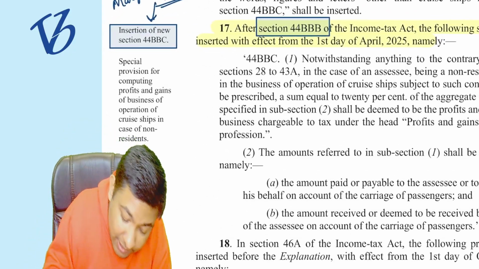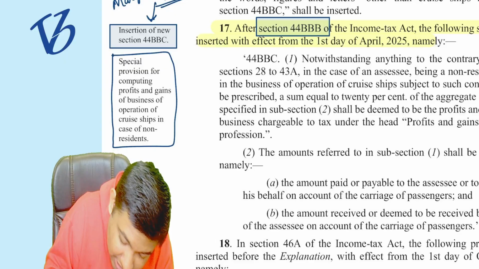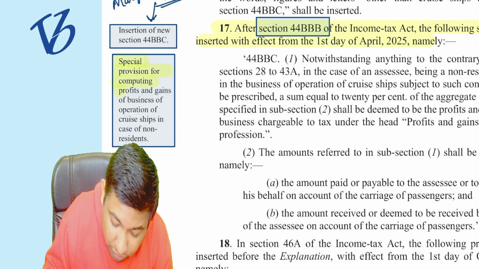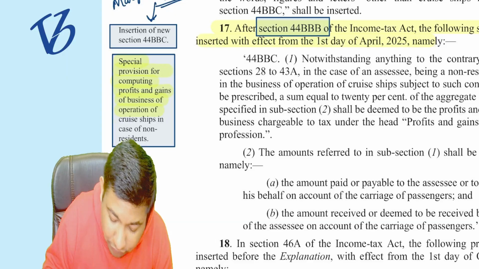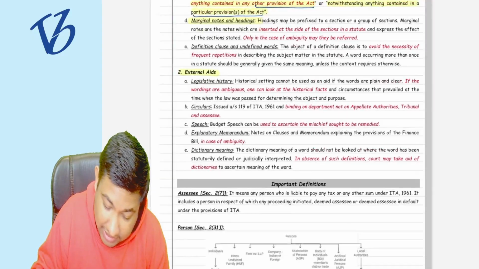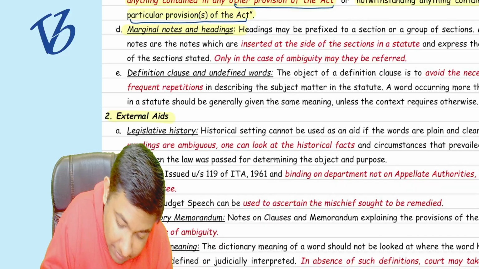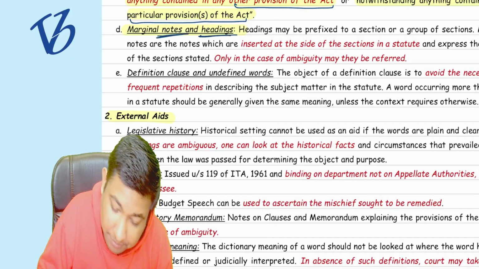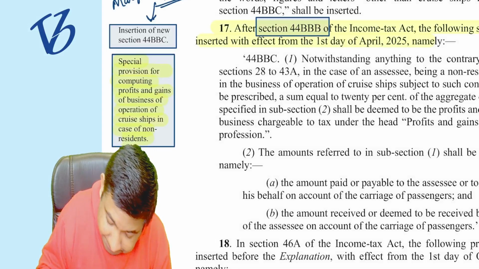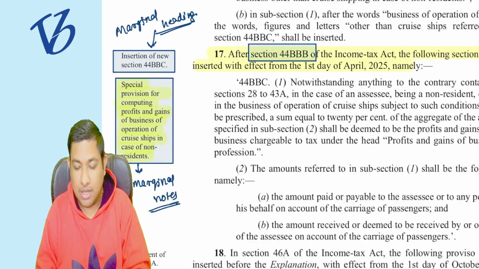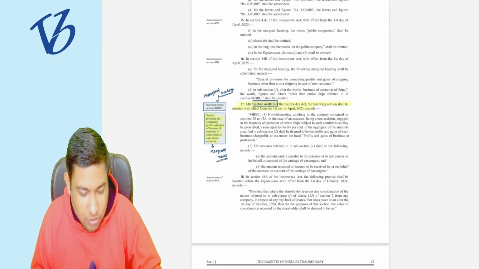Then below that there is some explanation that this particular provision is for special provisions for computing PGBP of operations of cruise ships in the case of a non-resident. So these are the marginal notes, and the headings I have told you are the marginal headings. Why are these marginal notes? Because they are given on the margins of the act. It is very easy. Now that I have opened this file, let me show you some other things as well.